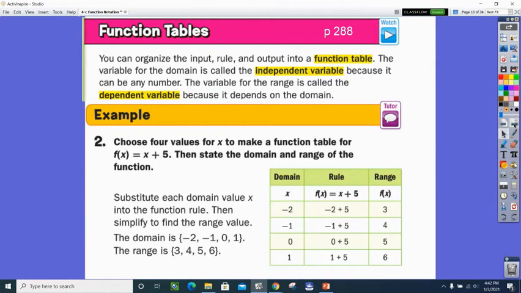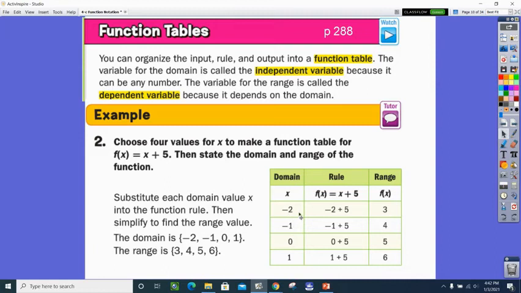So you can organize the input and the rule and output in what's called a function table. So we're going to have the domain be your independent variables and the range be your dependent variables. And then we put the rule in the middle so we can see what math we're going to do. So we're not just going to put one value in. We want a bunch of values in. And again, you can pick any ones you want, but you're going to see that there's a group of inputs that are going to become your favorites.